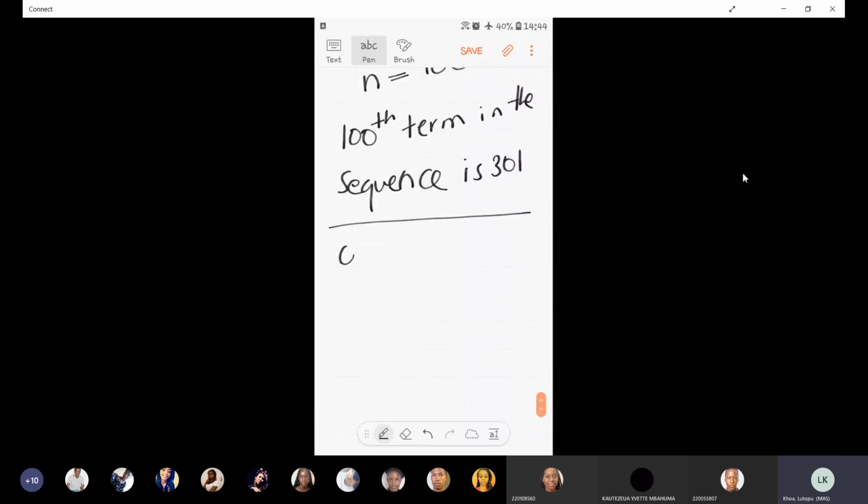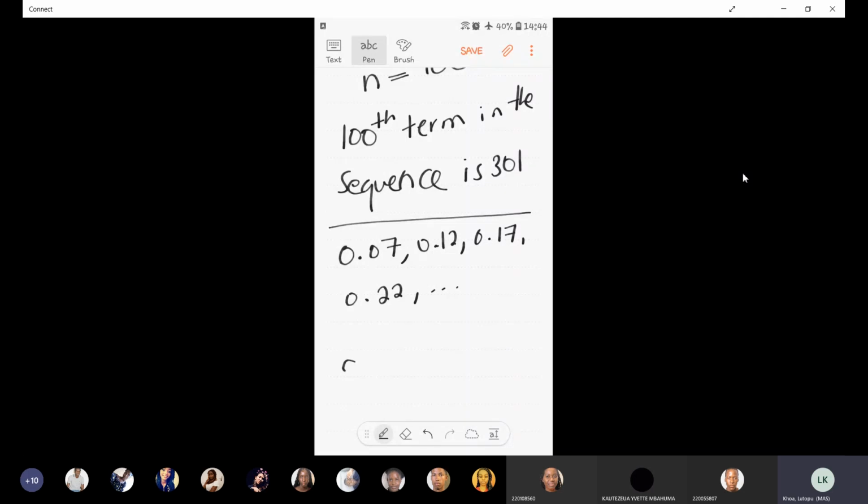Let's say I give you a sequence: 0.07, 0.12, 0.17, and then 0.22, and it continues in this way. So this is an arithmetic progression, an arithmetic sequence. The common difference between them is 0.05.